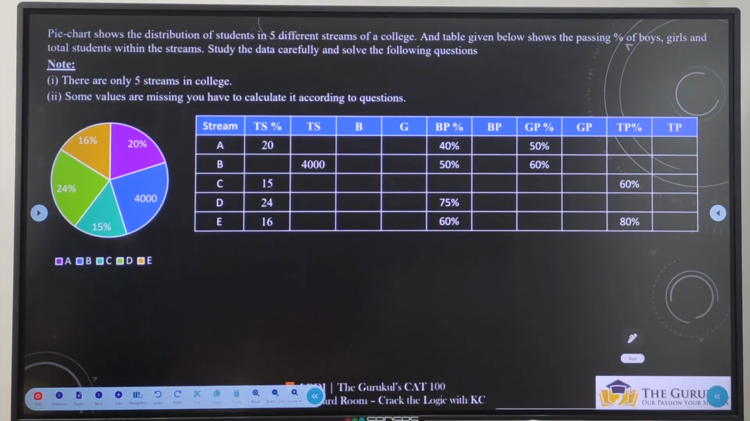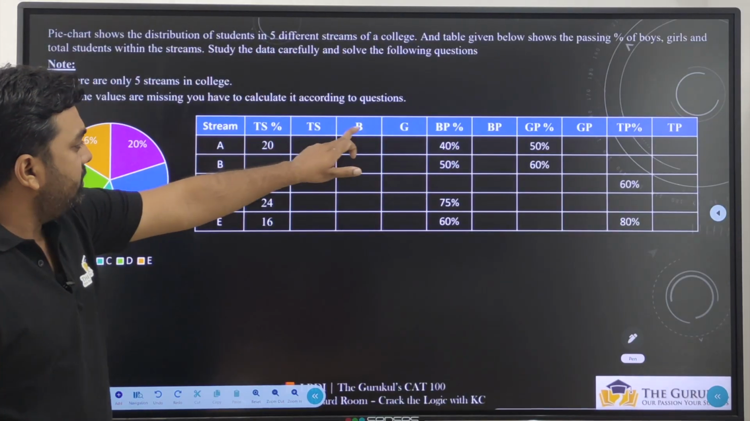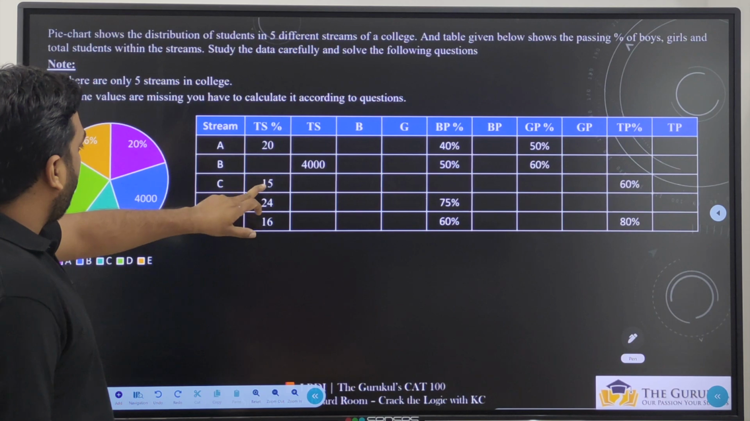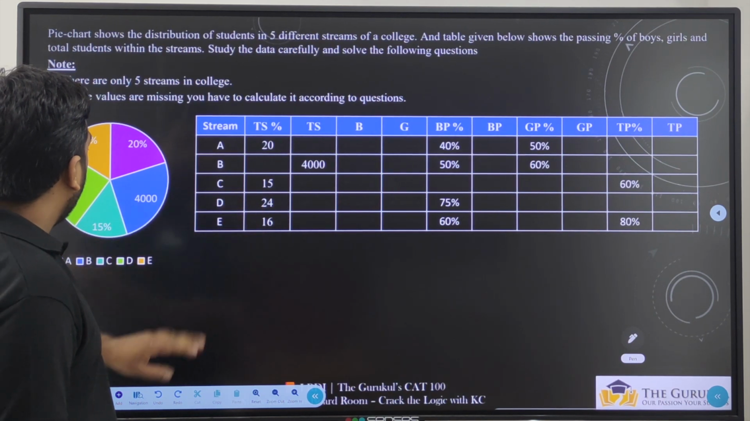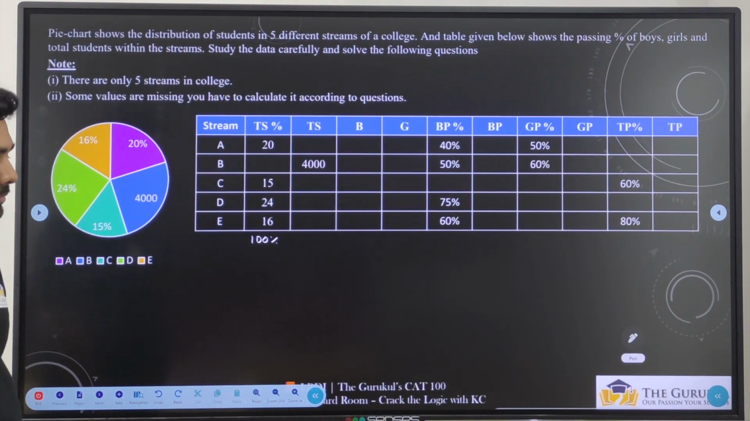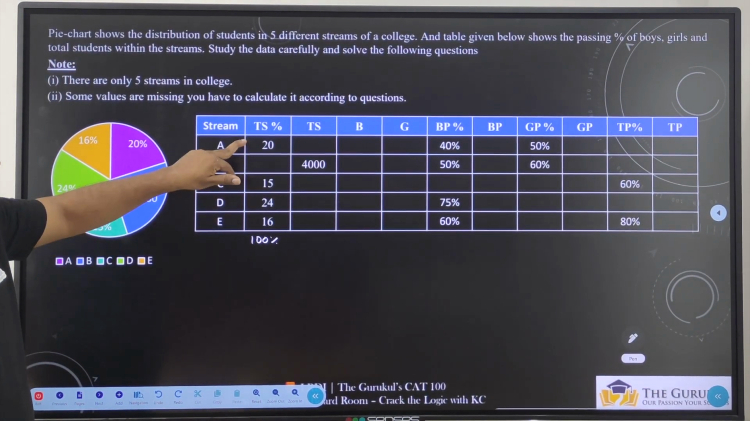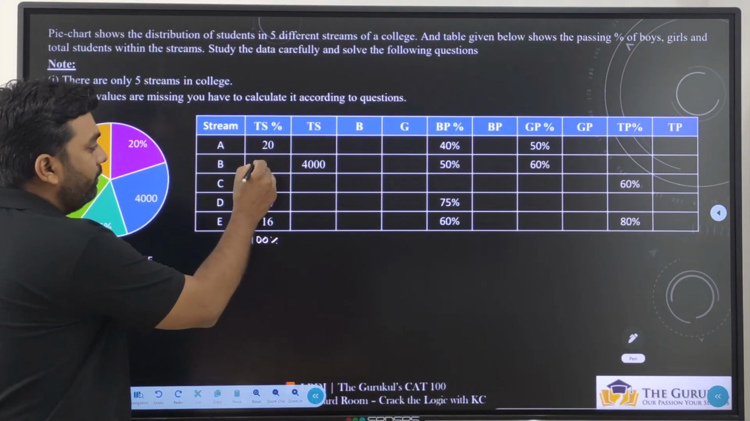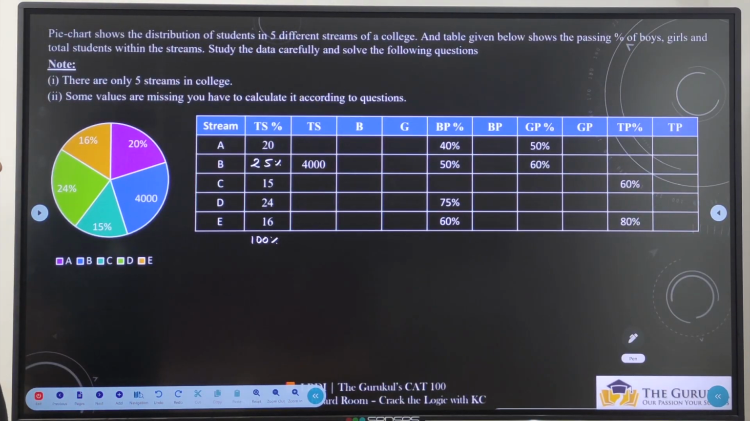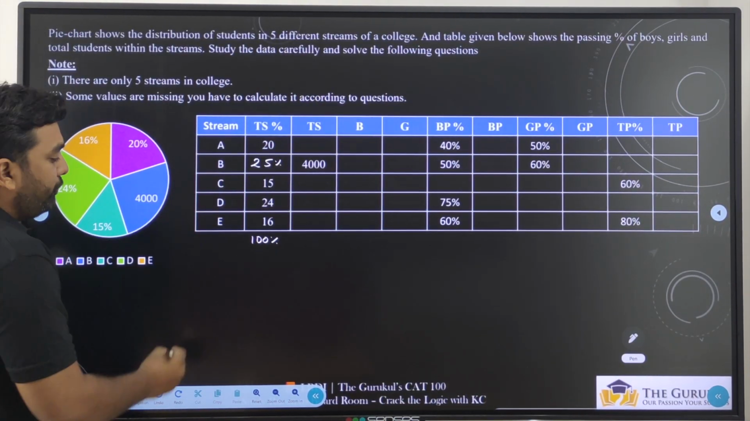Perfect. So before we move on, let's try to analyze the given information carefully. This is the pie chart and the pie chart information is written over here. These 2 columns are pie chart information. So I'm having 20% for A, 15% for C, 24% for D. The total should be equal to 100%. The sum of all these is 75, so the remaining is 25%. But I already know the 25% value is 4000.